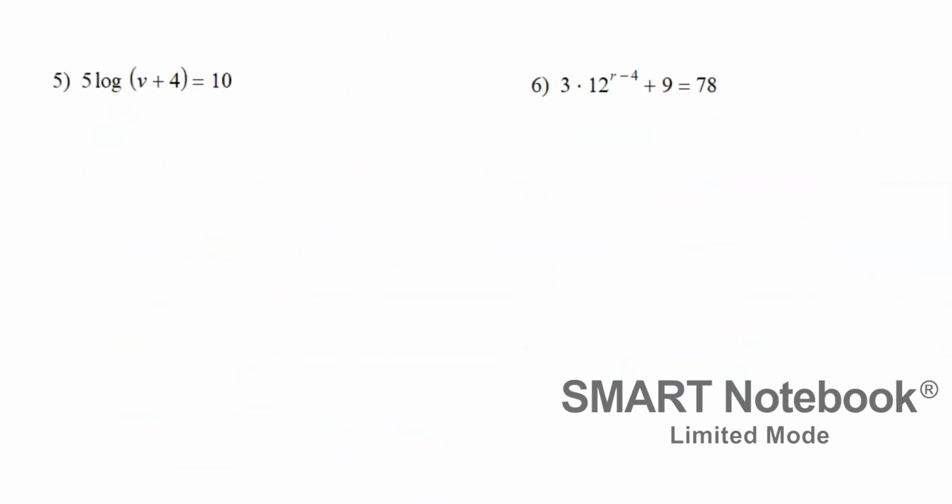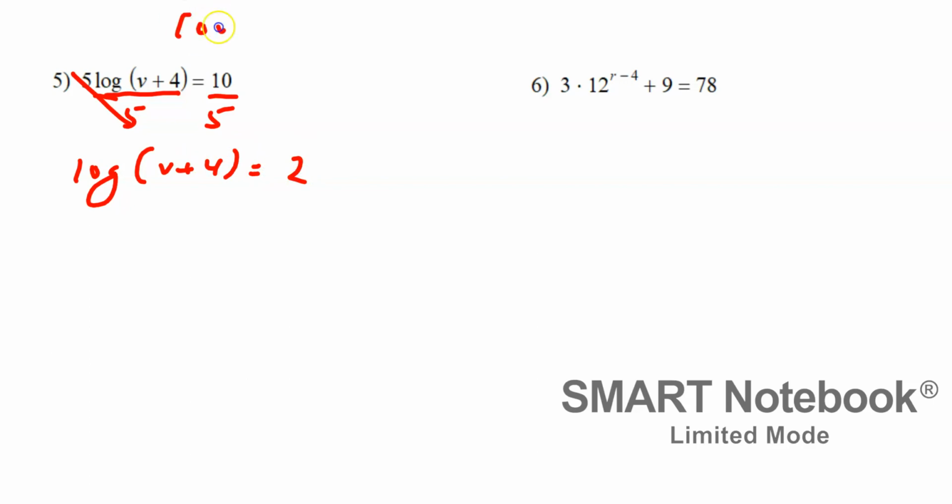Number 5, I would say, is similar to the one we just did. So we want to get the log by itself. The first thing we need to do is get rid of this 5. The 5 is multiplying, so we divide both sides by 5. So we have log of v plus 4 equals 2.